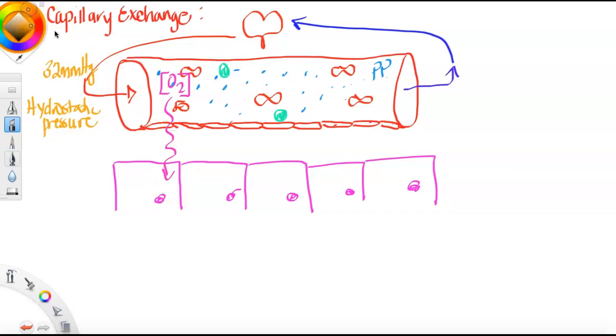And carbon dioxide, the concentration of that will be higher in the tissues and it will diffuse into the vessel. Okay, this is just diffusion. So it's going from an area of high concentration of oxygen to an area of lower concentration of oxygen. An area of higher concentration of carbon dioxide up to a lower concentration of carbon dioxide. So just diffusion.